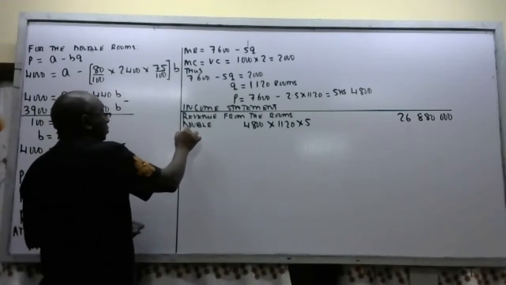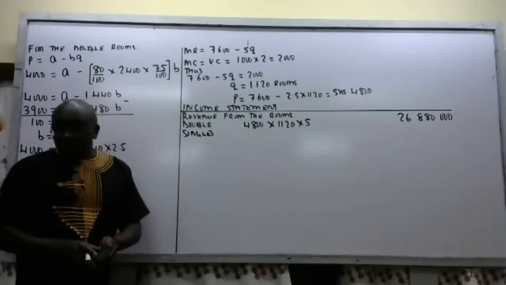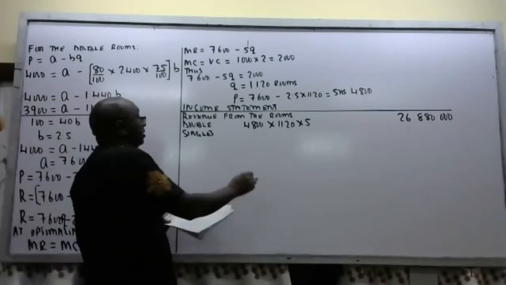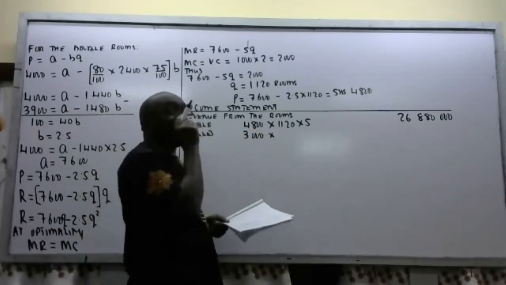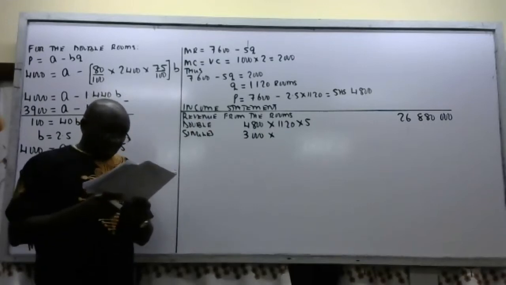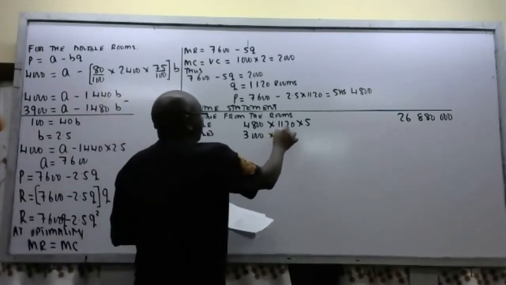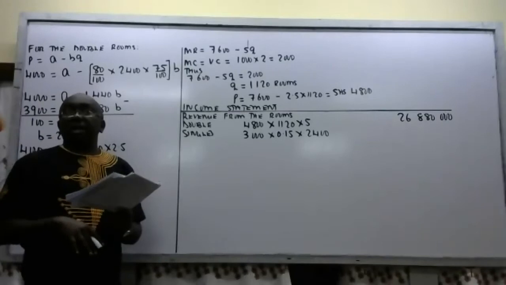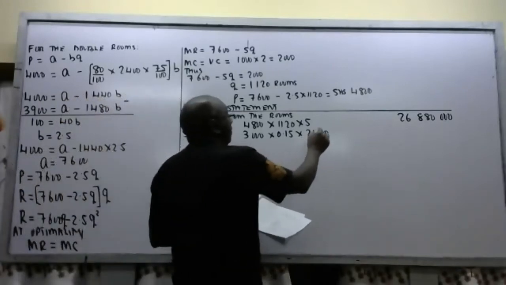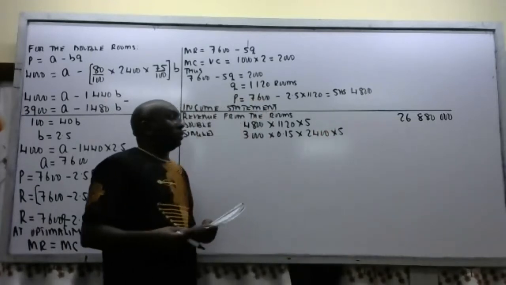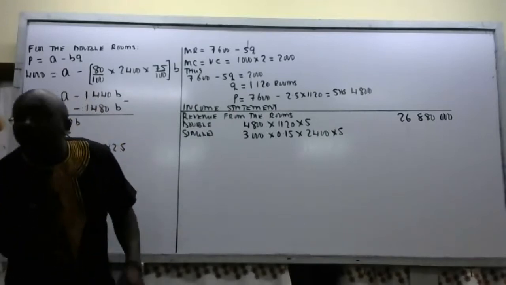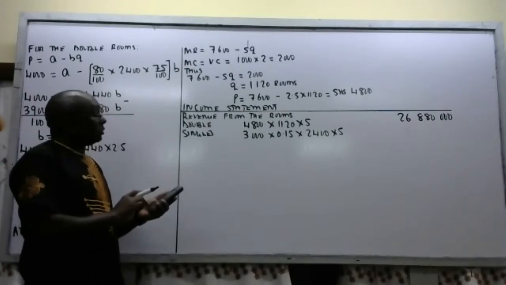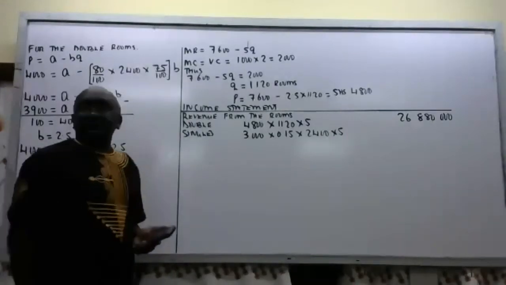We go to the singles. When we go to the singles, we are told that the fee per single room is 3,000. And then the single rooms, they are 15%. So it's 0.15 of 2,400 rooms. And this is going to happen for 5 days. So once again, using the calc, you get 3,000 times 0.15 times 2,400 times 5. You get 5,400,000.